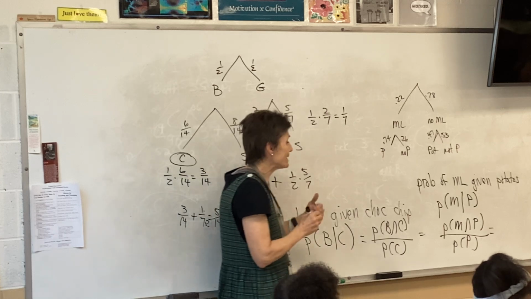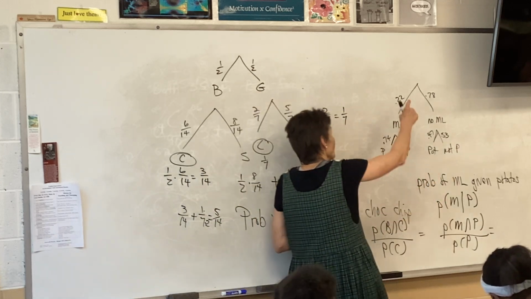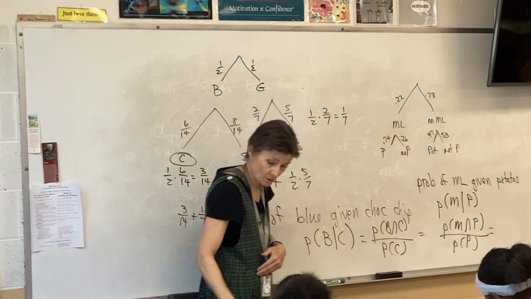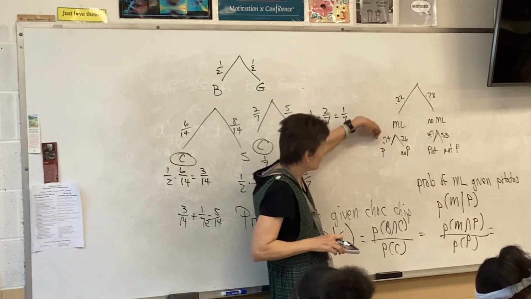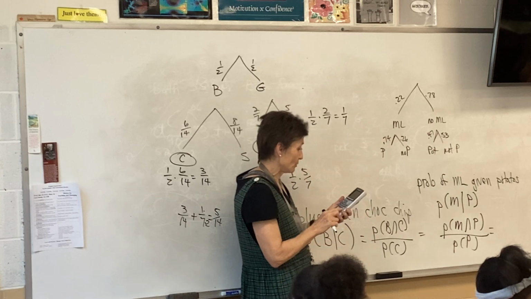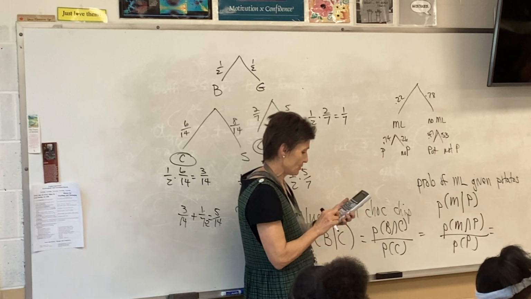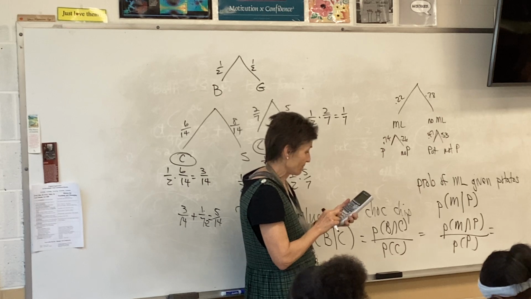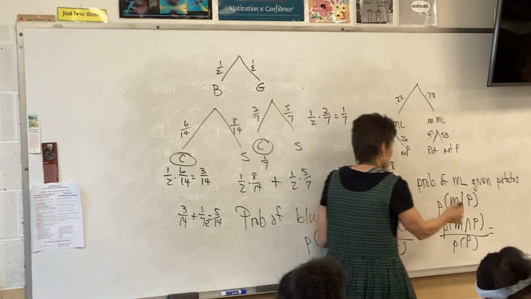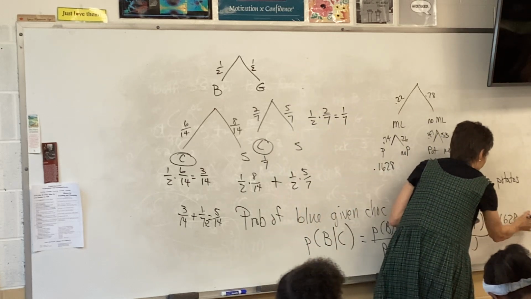So how do we know both? Well, that would have to be meatloaf and potatoes. So wouldn't that be these two times each other? So that is 0.22 times 0.74. So that's 0.1628, and that's my numerator. That's both.